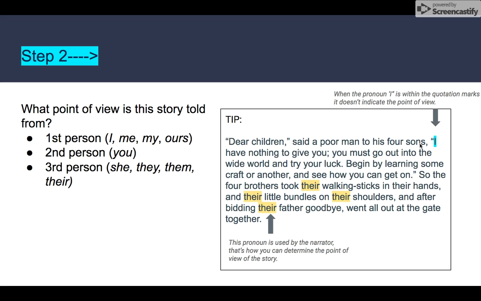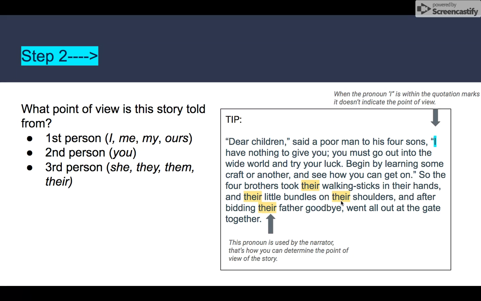I is within the quotation marks. You see the quotation marks here and here? Someone's speaking these things. You're looking for pronouns that are outside of the quotation marks, okay? So not this part, not this part, but here, aha, okay. Outside of the quotation marks, this is the narrator talking.